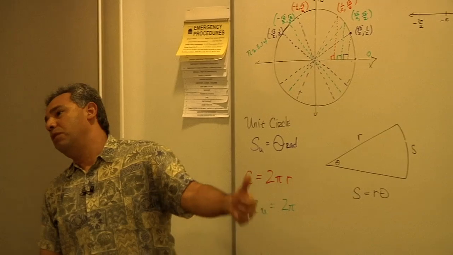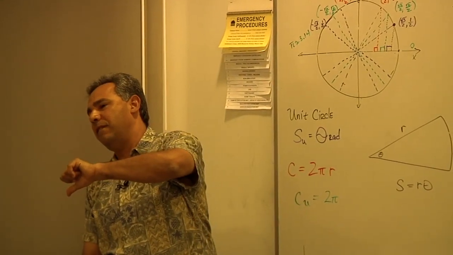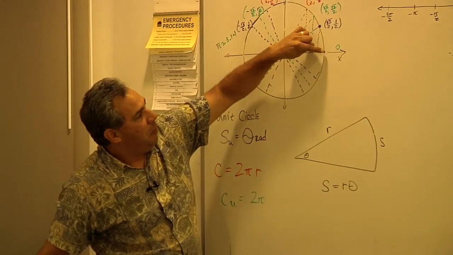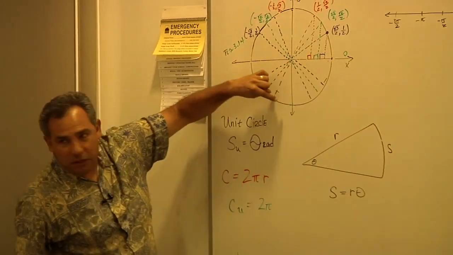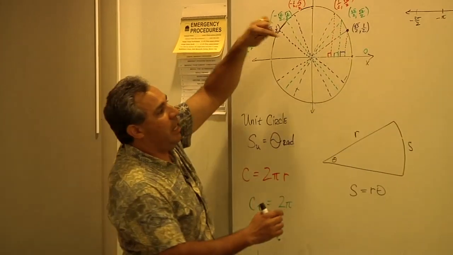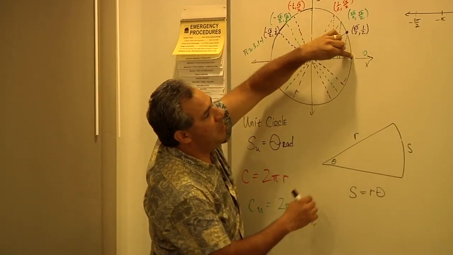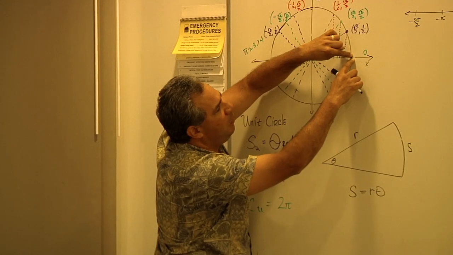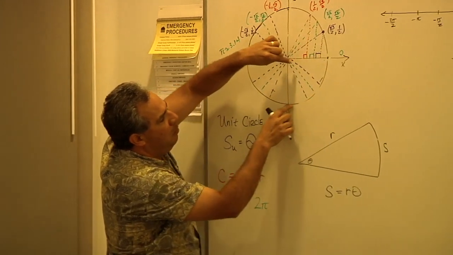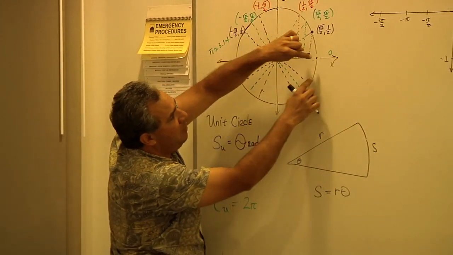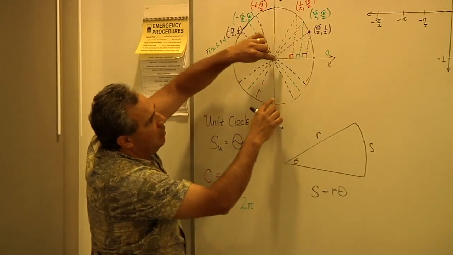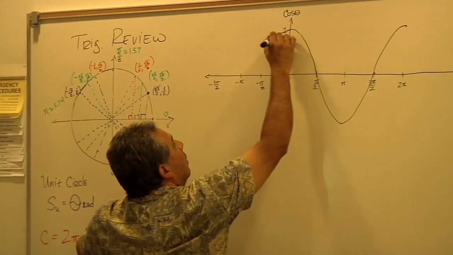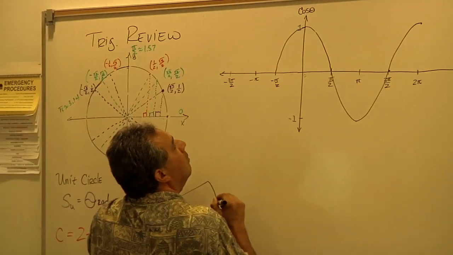Now let's go in reverse. Here's 0. Now we're going to go from 0 to minus pi over 2. What's the x coordinate doing? X is equal to 1 here. Okay, I'm at angle 0. Now I'm going to go negative, clockwise. I'm going to minus pi over 2. But notice my x values are moving from 1 to 0.